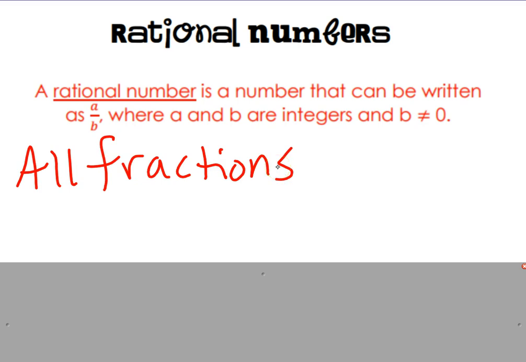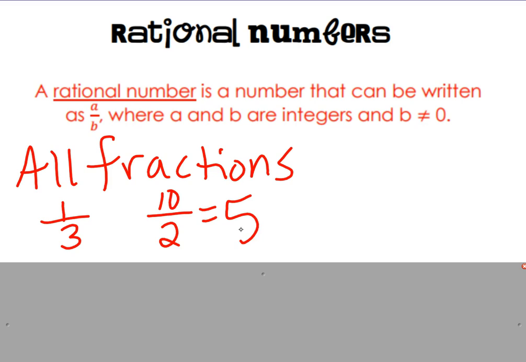And b is not equal to 0 because we can't divide by 0. So for example, a rational number would be 1/3. That's rational. Also, 10 halves, right? 10 halves is a fraction. If we simplify it, we get 5. So 5 is also rational.